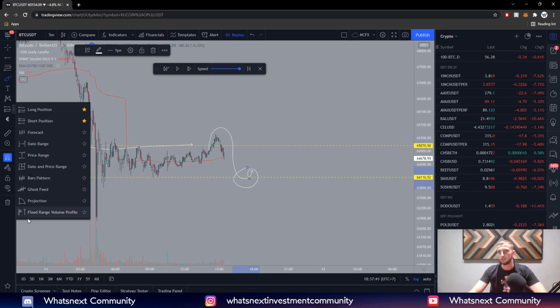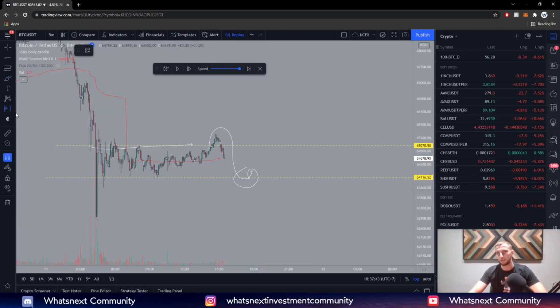So what I tend to do is I use fixed range volume profile. You can find it right over here in TradingView. And this basically shows you where the largest amount of volume has been traded in a range. Now, this information shows me a value area high, a value area low, and then I can use these to my advantage, right?